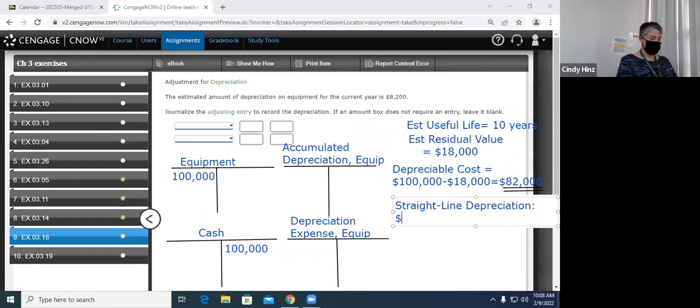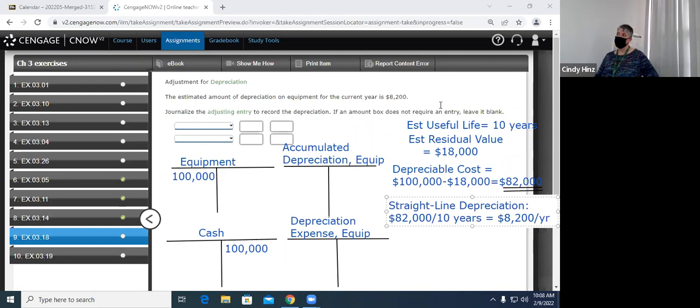We know we're going to use up $82,000 worth of the value of that asset over 10 years. So that would be $8,200 per year. And yes, it's not a coincidence that that's exactly what it tells us in the exercise. I was just trying to show you, using the number that's given in the exercise right here, where that number may have come from.